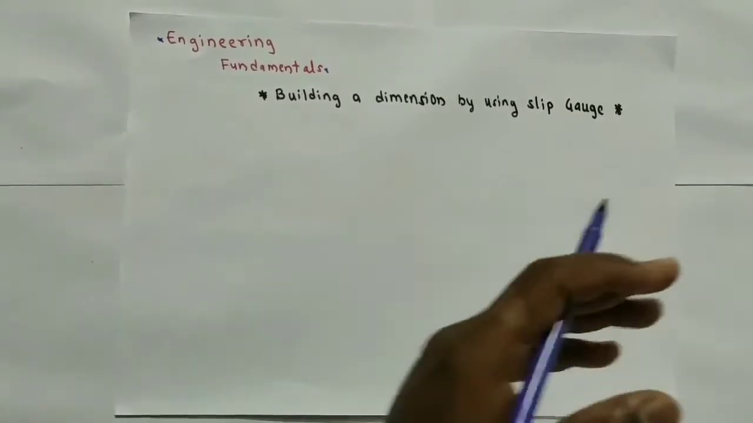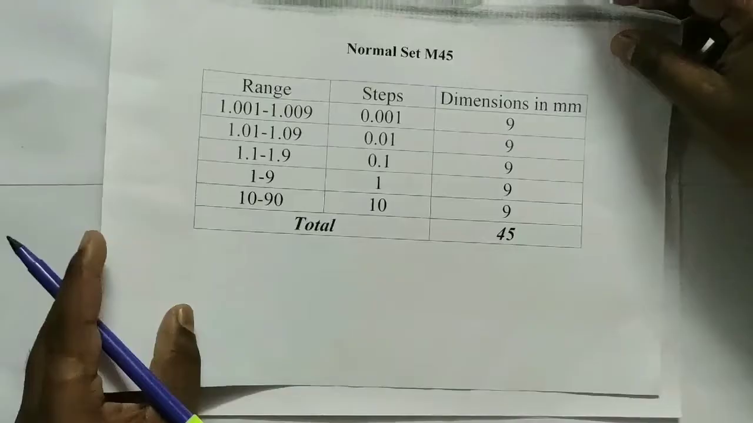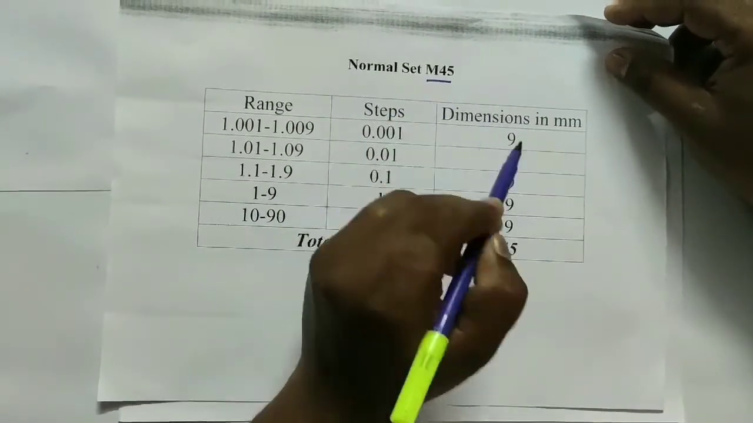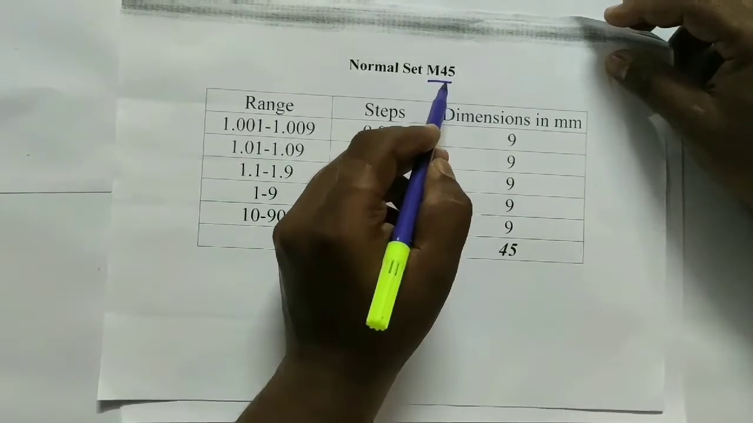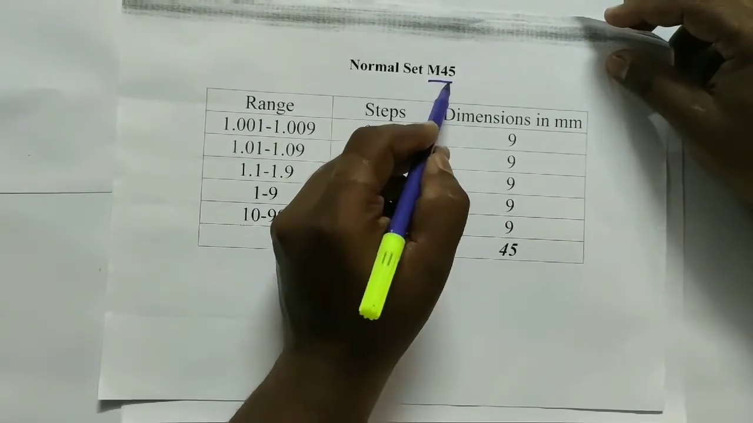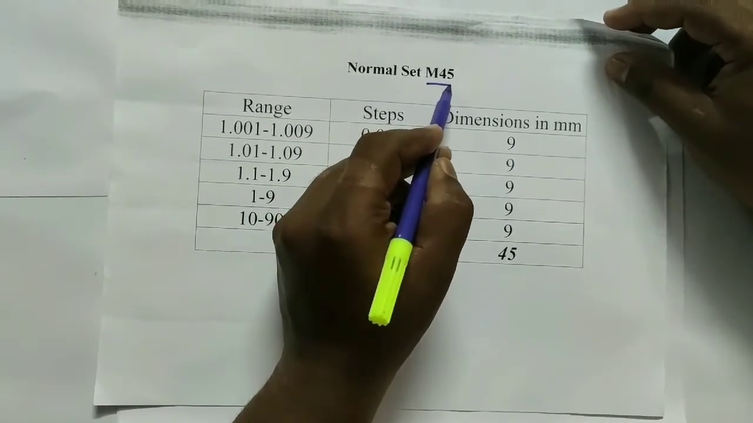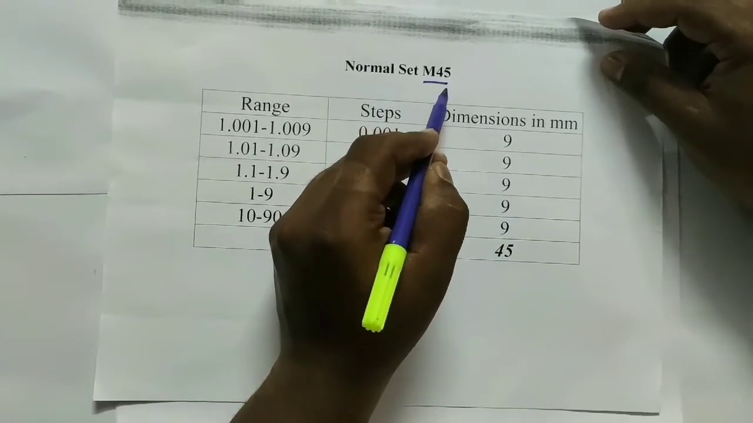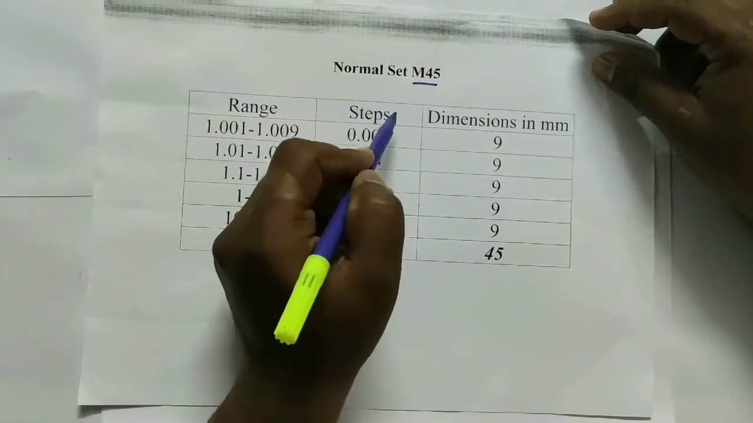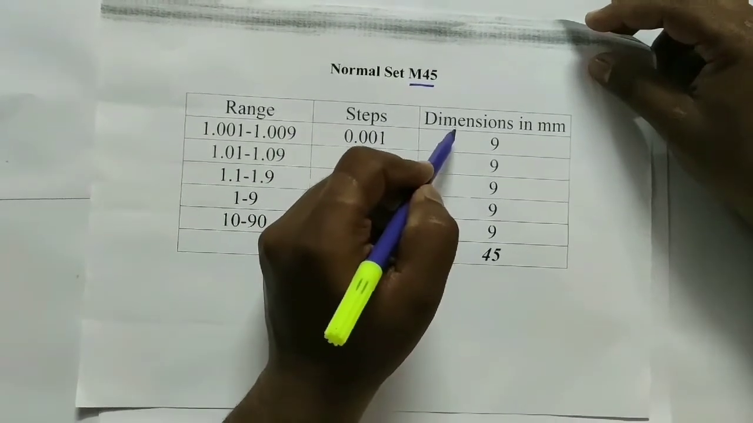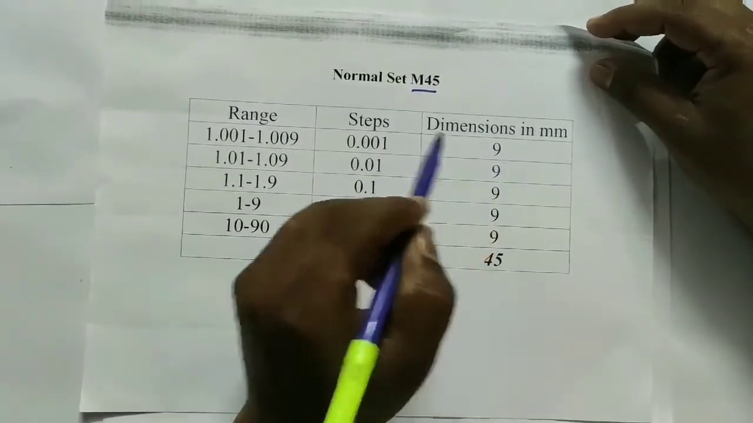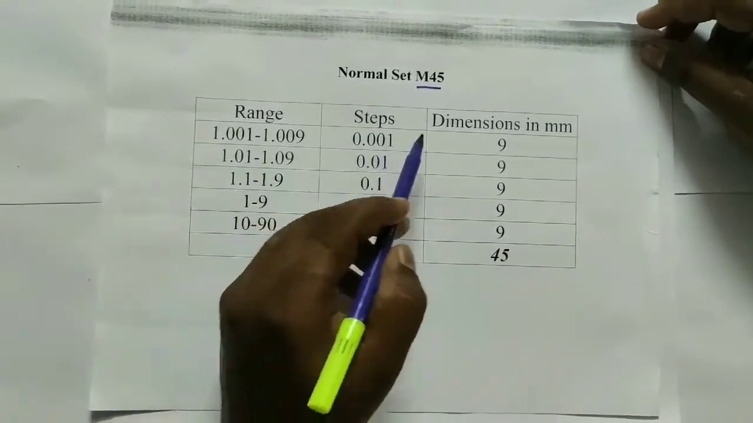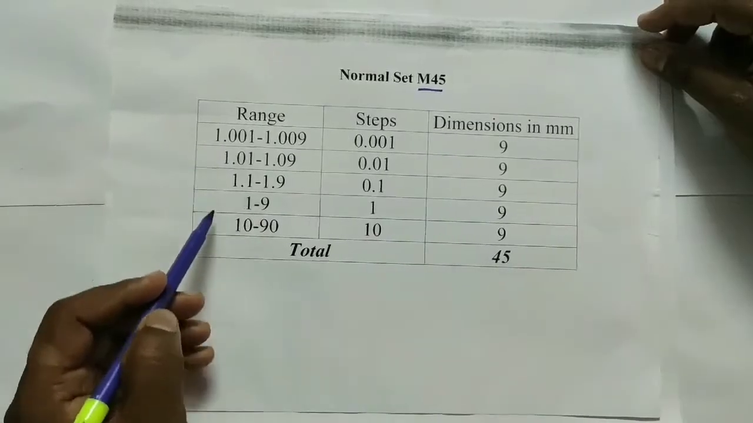So what are these two types of set? One is a normal set. Normal set M45. M45 specifies that in that set 45 slip gauges are available. These 45 slip gauges are available in different ranges, in different steps and different numbers of dimensions. So this table gives the whole M45 slip gauge set.